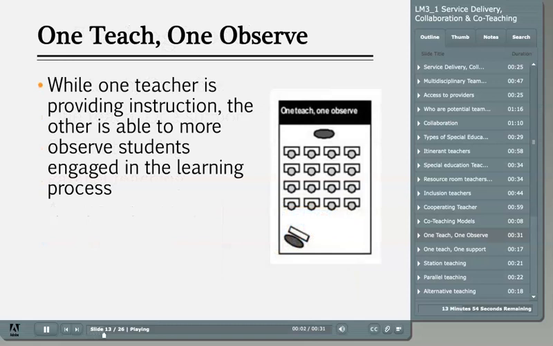1. One teach, one observe. One of the advantages in co-teaching is that more detailed observation of students engaged in the learning process can occur. With this approach, for example, co-teachers can decide in advance what types of specific observational information to gather during instruction and can agree on a system for gathering the data. Afterwards, teachers can analyze and talk about the information together.